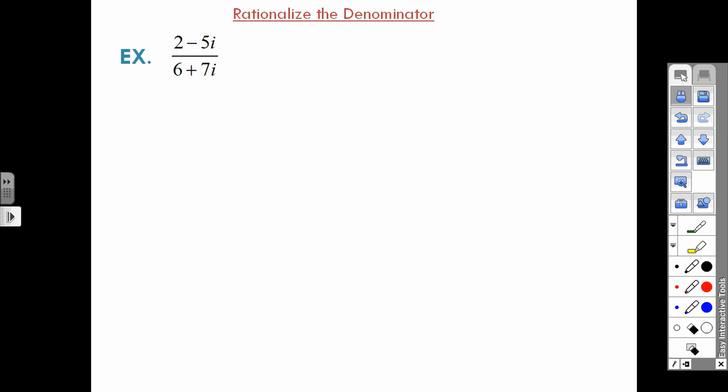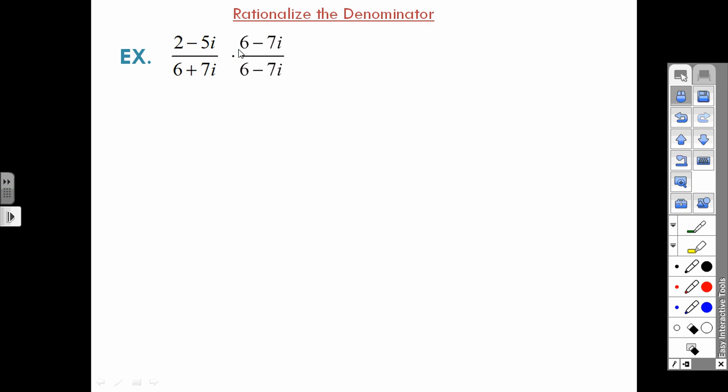Okay, now, what we're going to be doing with the complex conjugate as well is to be able to rationalize the denominator. So this denominator, 6 plus 7i, if I just multiply the top and bottom by 7i, that's not going to do anything to eliminate the imaginary number down there. So what I do have to do is multiply by the complex conjugate, 6 minus 7i.